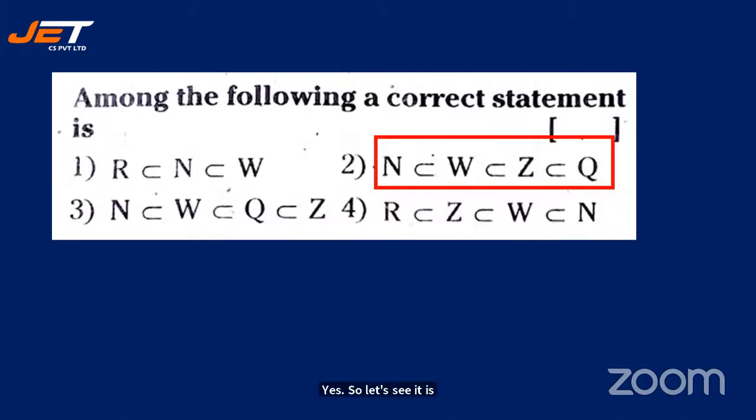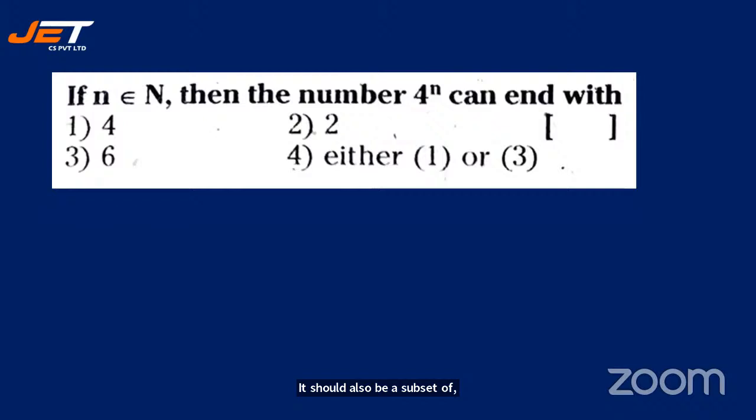All right. So here we are taking N, W, Z, Q, and everything which starts with N, it should be a subset of W, it should also be a subset of Z, and it should also be a subset of Q. All right, let's move on to the next question.